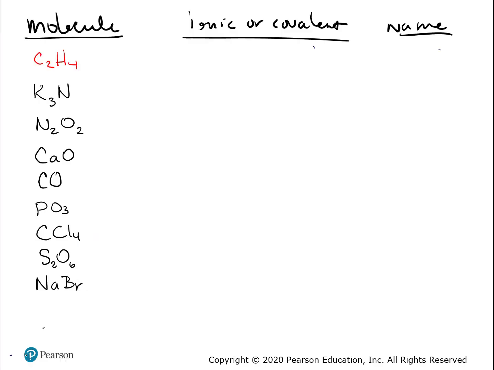So we're going to do these ones. You tell me first, is it ionic or covalent, and then tell me the name. So C2H4, is this ionic or covalent? How do you know? Okay, where's the metal? So what's the first one? So C2 is carbon, hydrogen is H.